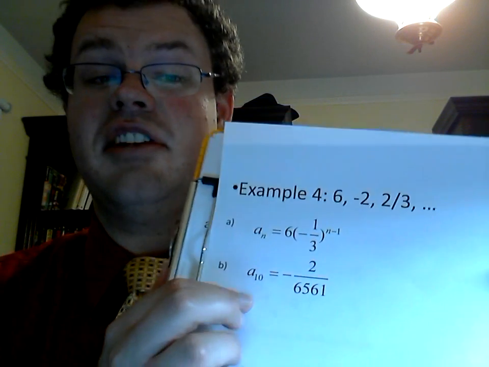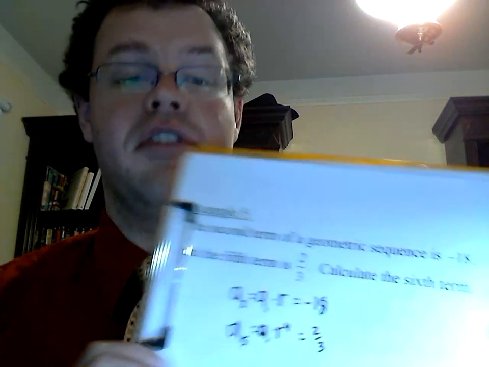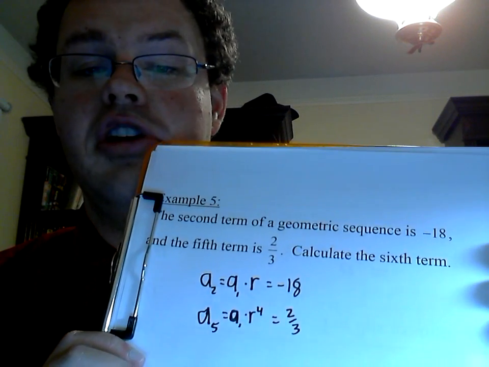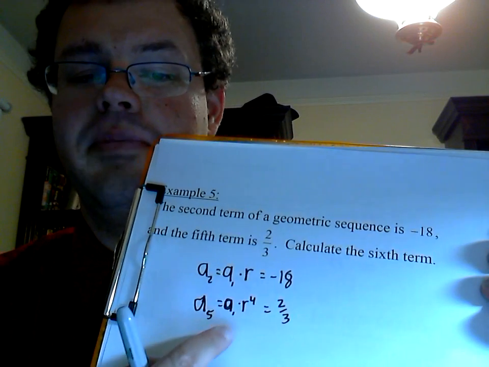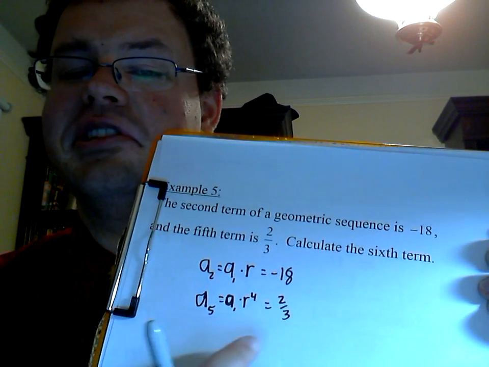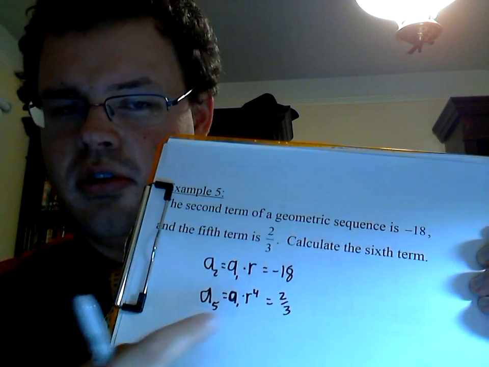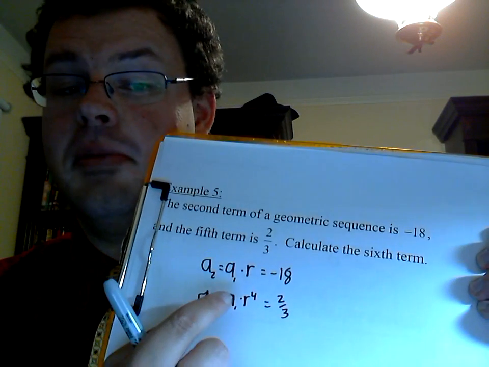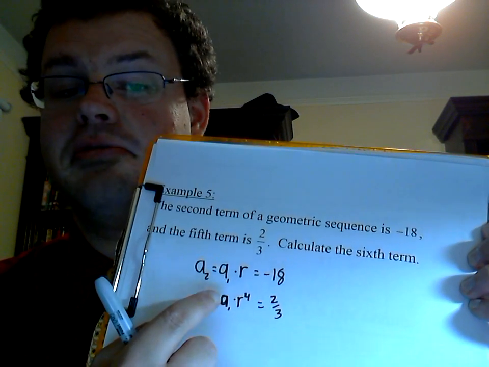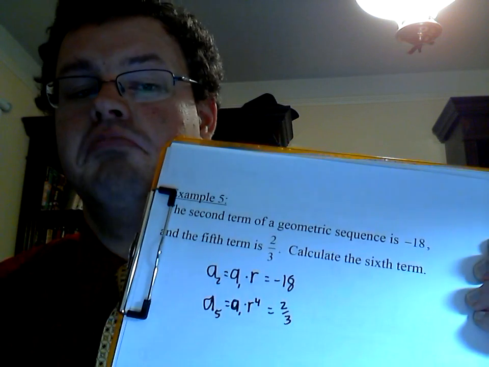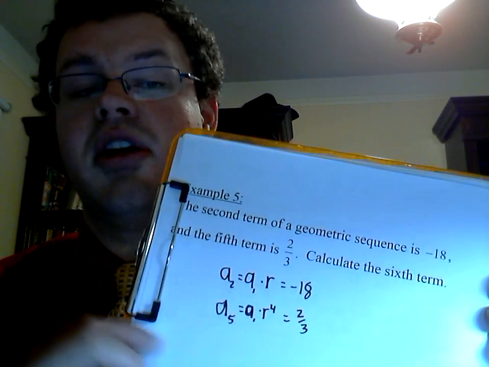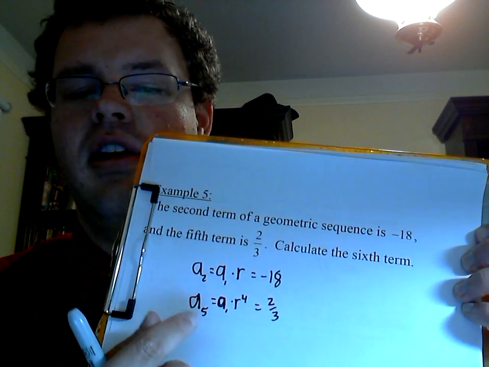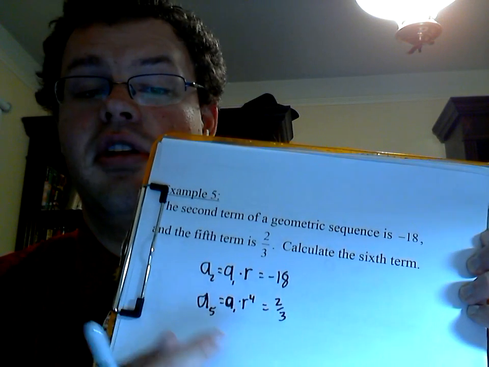The one that gets kind of tricky is example 5. Because in example 5, we don't know the first term. We don't know the common ratio. All we know is that the second term is -18, and the 5th term is 2/3. We also know from our magic formula that the second term is a1 times the constant ratio. That's how we get the second term: you take the first term, multiply by whatever that constant ratio is. The 5th term is a1 times r to the 4th.